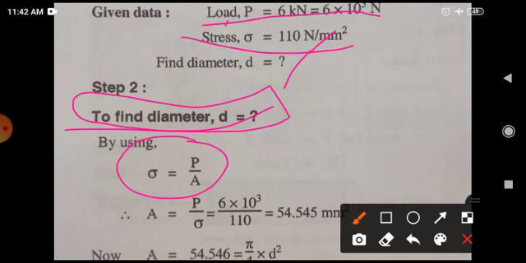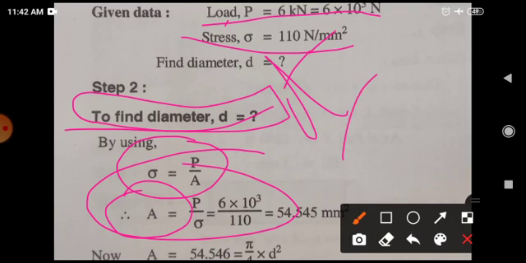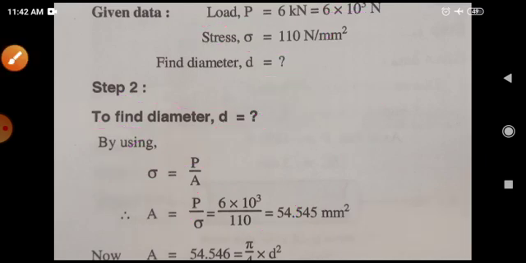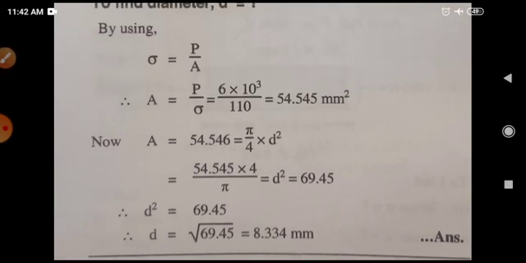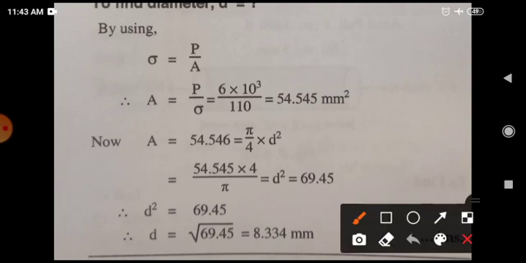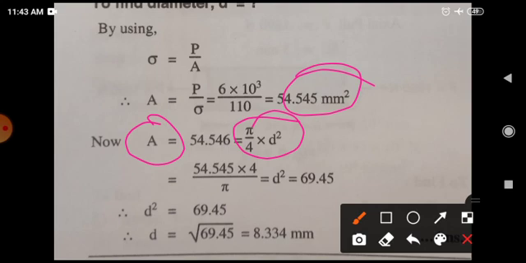Now put this value for area, because in that area d is hidden. Therefore we first have to calculate what the area of that particular wire should be, then we can calculate the diameter from that area. In this way you can go for the diameter. Once you have the area, compare that area with pi d square by 4. After doing this, write the equation for d square, and d square is equal to 69.45.